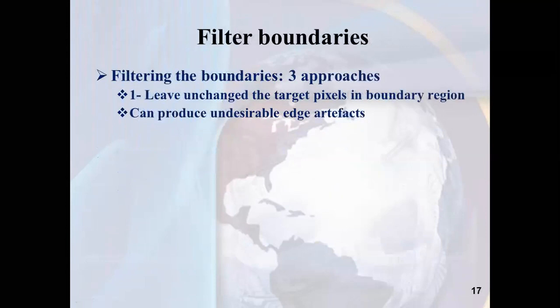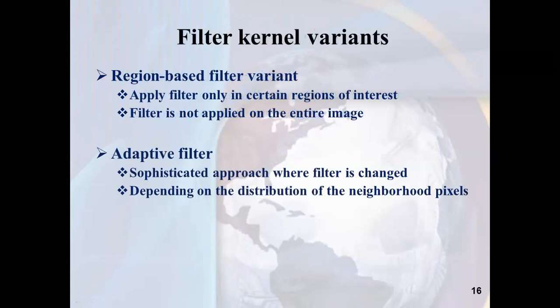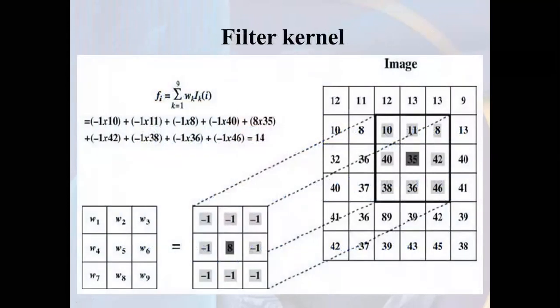Now for the boundary, which is the problem that we talked about, the first approach leaves unchanged the target pixels in the boundary region. Which means that when I apply the filter here, the elements in the boundary, 9, 12, 11, 12, 13, 13, 9, 13, 40, etc., will not be changed. I leave them unchanged. But this will be an artifact, which means that when I review the image I can see some artifact between the boundary and the processed image.